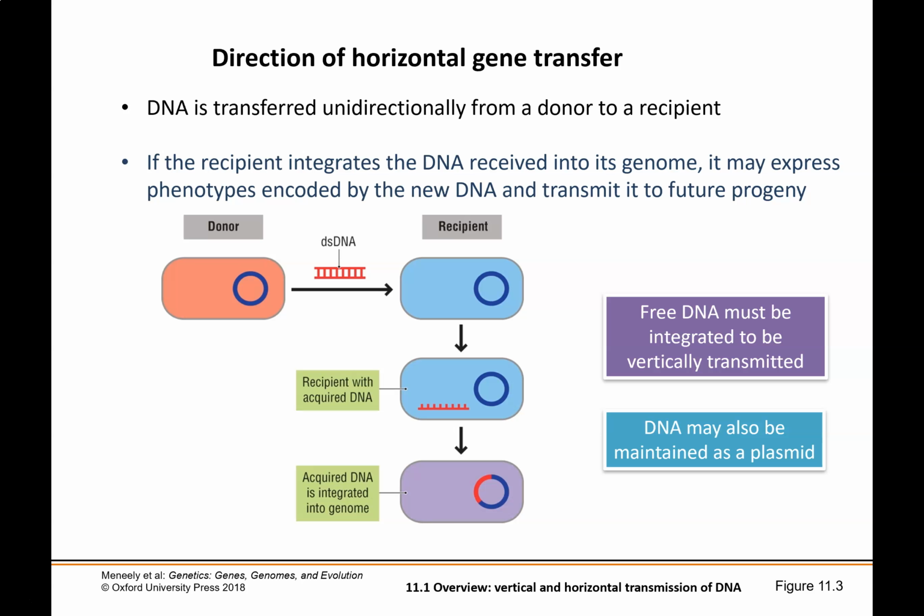Now, one of two things can happen. That free DNA that has come in can be integrated into the genome, which is pictured here. And when it is integrated into the genome, it's going to be expressed just like the other genes within that cell. That DNA may also be maintained as a plasmid. So if this piece of DNA that's being transferred is actually a plasmid, it can be maintained as a double-stranded circular piece of DNA within the cell as well.